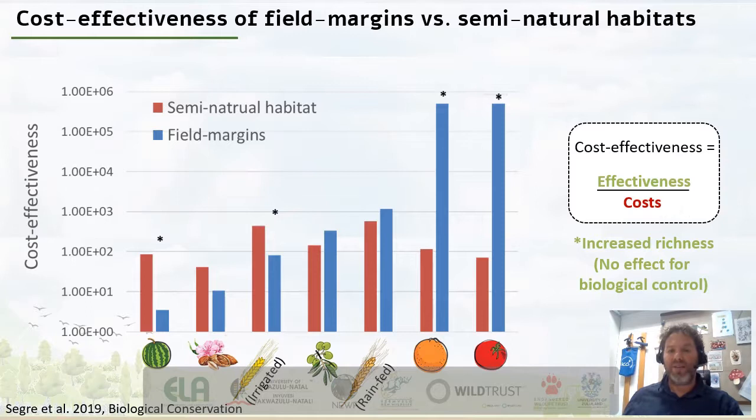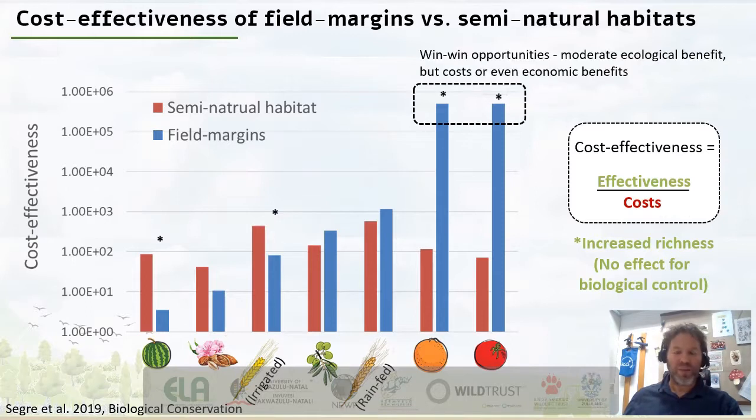And we find very interesting results. First of all, as we saw and expected following the tomato experiment, we see that for tomato and citrus, orange, we have a win-win situation. We got a moderate ecological benefit for this field margin practice, but since the costs, actually they're not only costs, they're economic benefits to having field margin, it actually makes it much more cost effective than the other alternative of restoring semi-natural habitats. So actually it's good for the farmer.